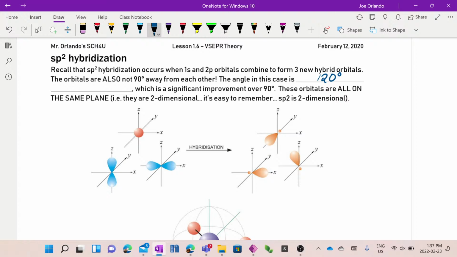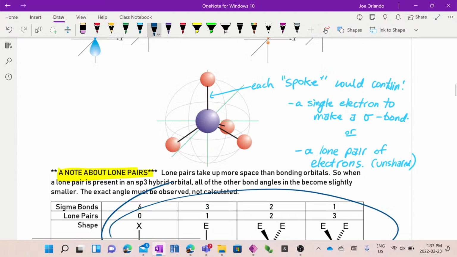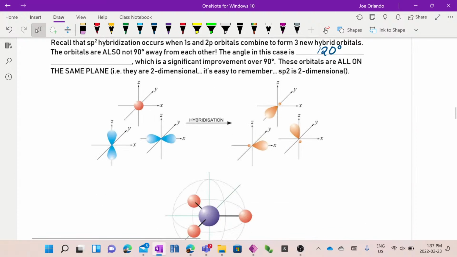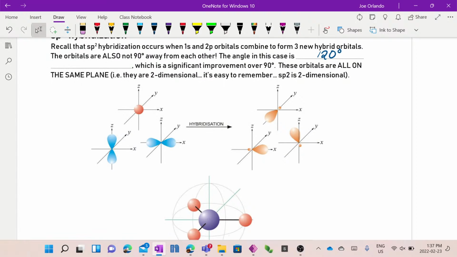And there's a quick little thing to remember here that I find very helpful. sp3 gives you a 3-dimensional shape, a tetrahedron. sp3, 3-dimensional. But sp2, well, these lie on the same plane. In fact, sp2 is 2-dimensional.